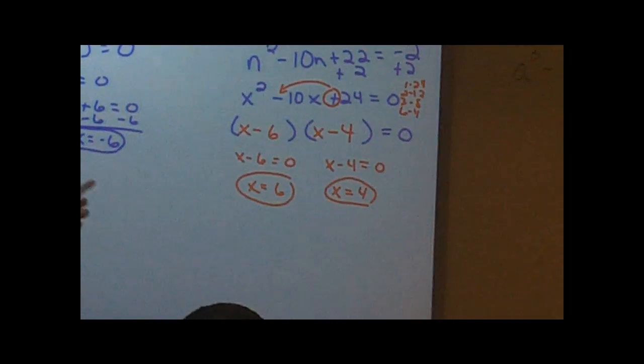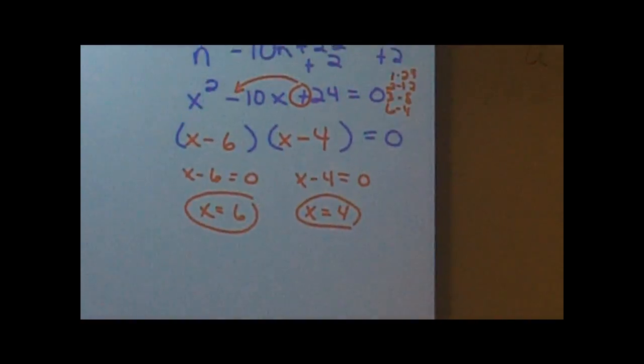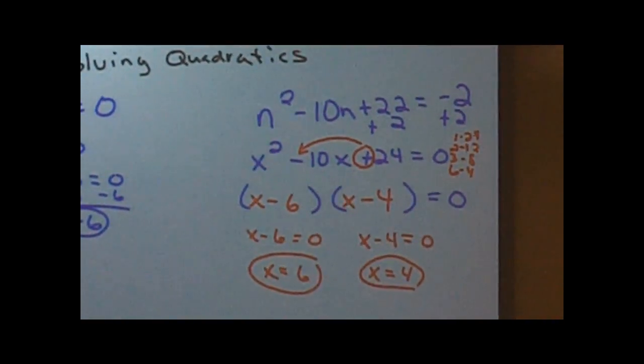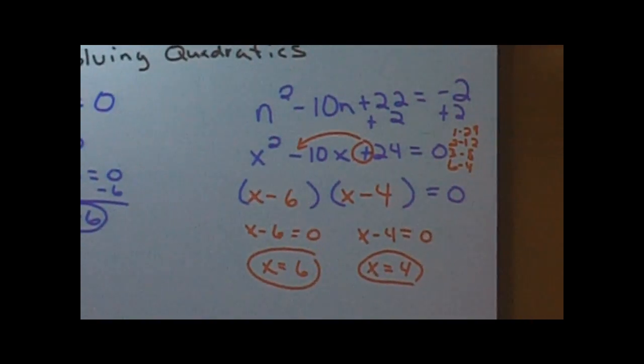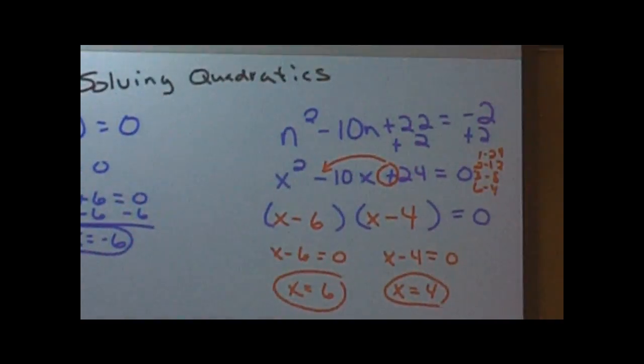Your graph is going to land on your x-intercepts at what 2 points? 4 and 6. Okay? So if you're factoring and you get stuck, graph it and see what it gives you. Questions on that so far?